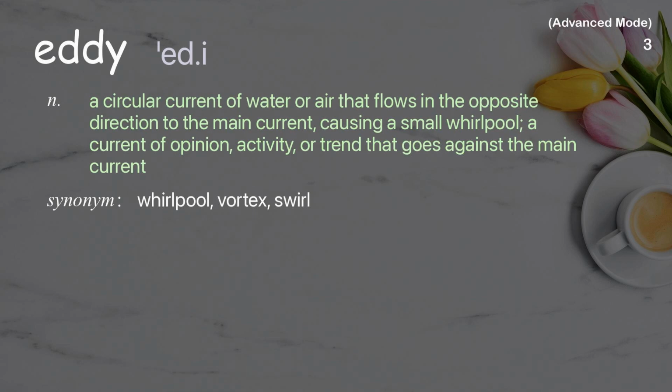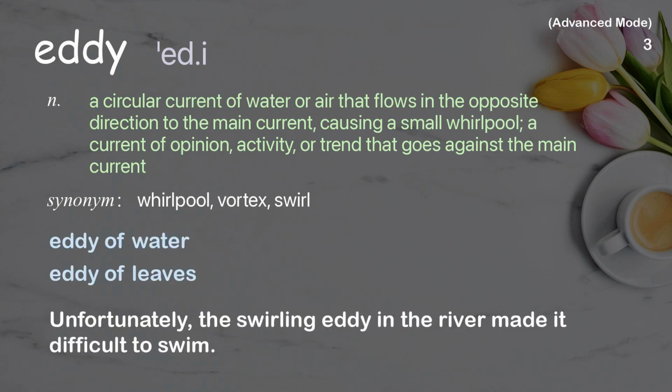Eddy. A circular current of water or air that flows in the opposite direction to the main current, causing a small whirlpool, a current of opinion, activity, or trend that goes against the main current. Examples: Eddy of water. Eddy of leaves. Unfortunately, the swirling eddy in the river made it difficult to swim.